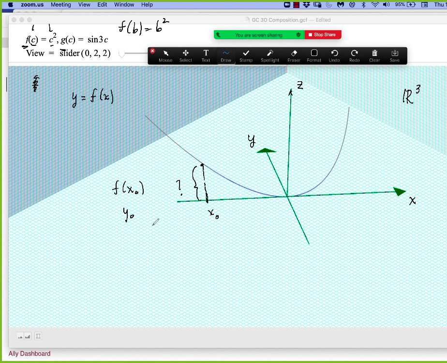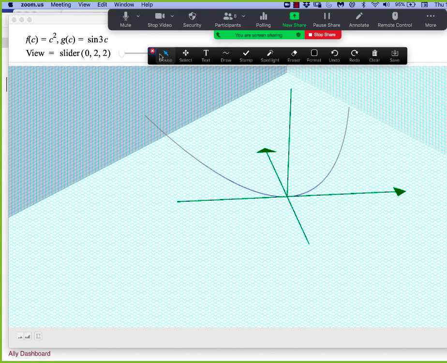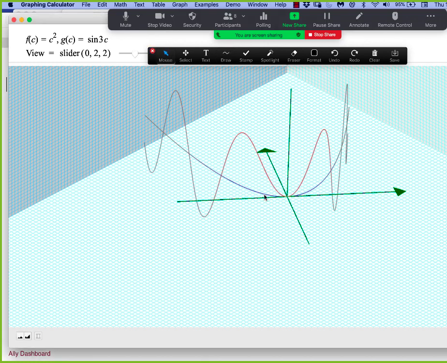x naught squared. She wants x naught squared. Does that represent that length? Okay, cool. Very good. All right, so now I'm going to show you another graph here. Let's turn off everything I got. Now I want to show you this graph.